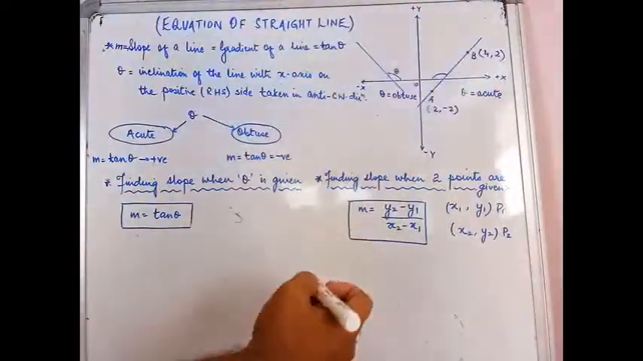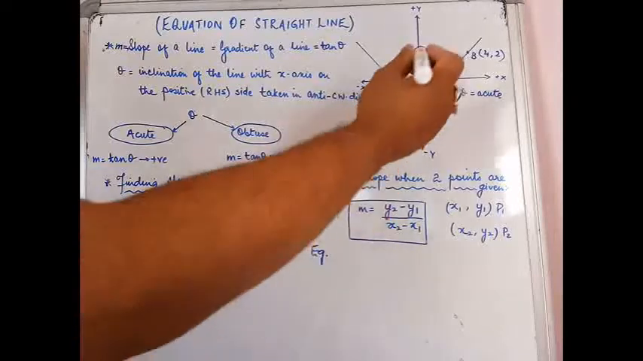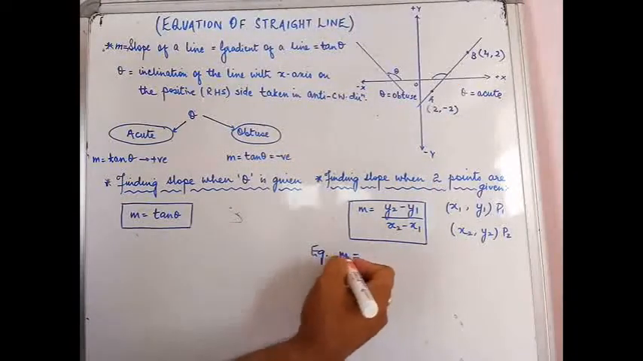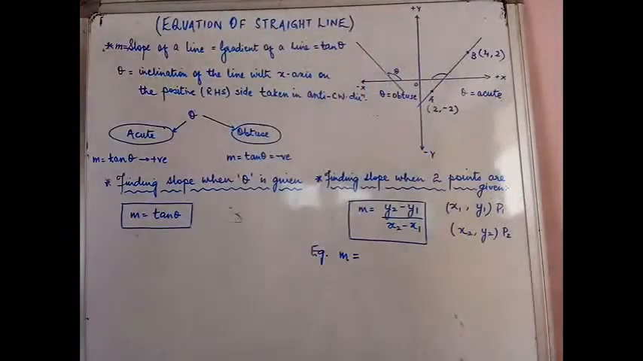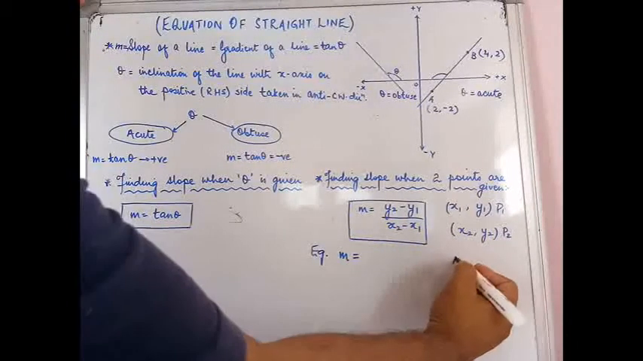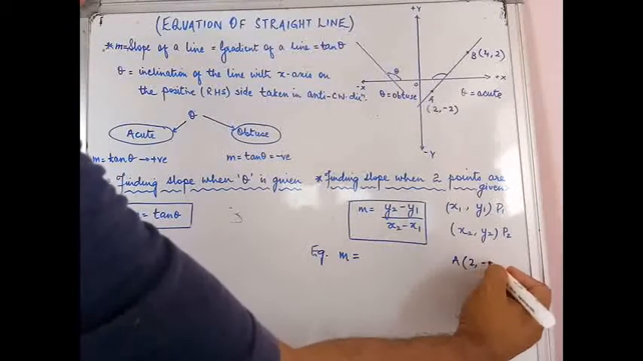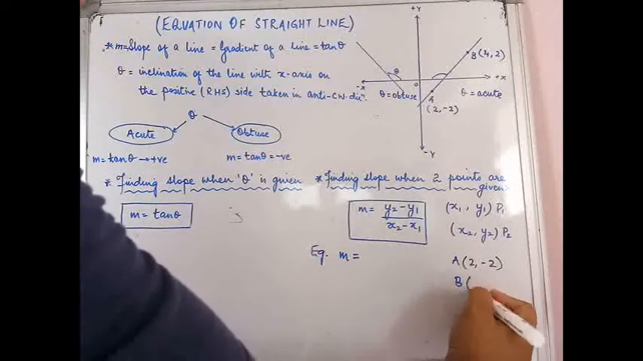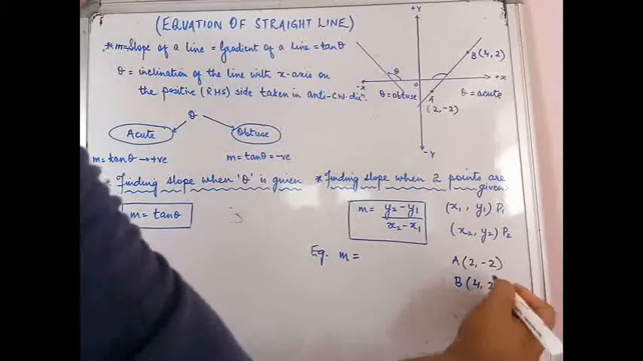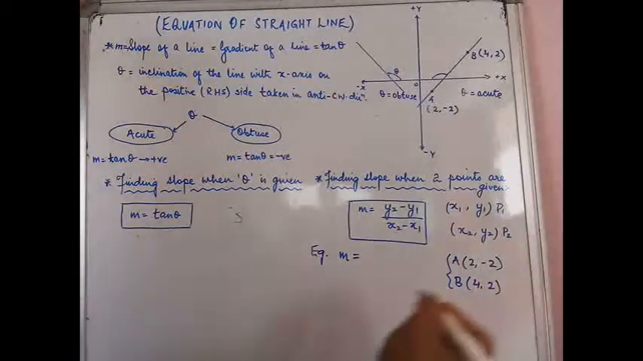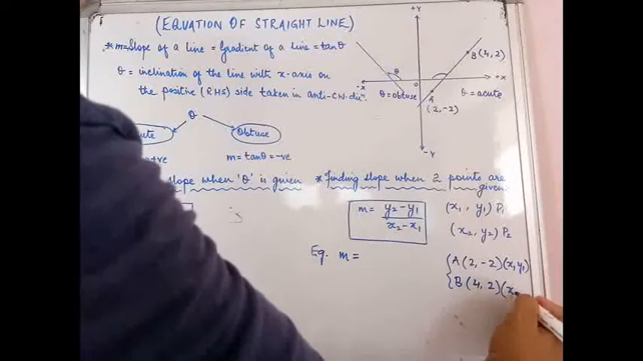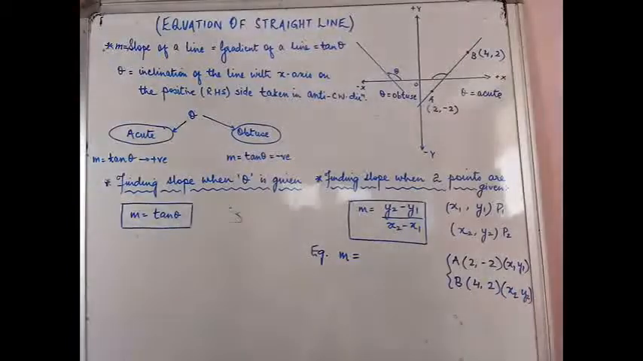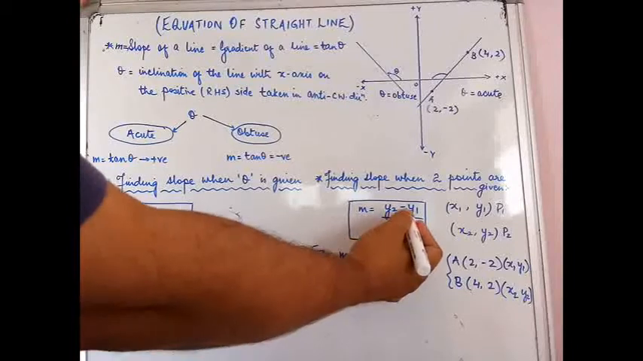If you take this particular case, for example, you have to indicate what is the first point and what is the second point. So suppose I write point A is 2 comma minus 2 and point B is 4 comma 2. These are the two points that are given. I can take this point to be x1 y1 and I can take this point to be x2 y2, or you can reverse it also, no problem. So what is the formula? The formula is y2 minus y1.